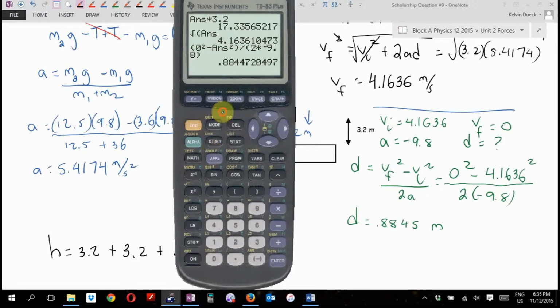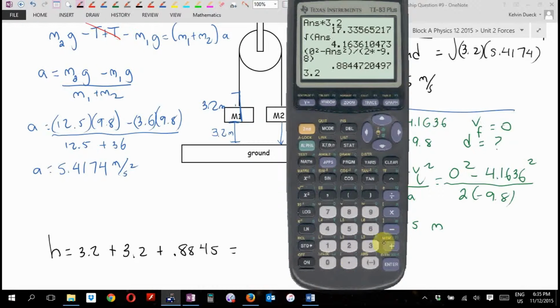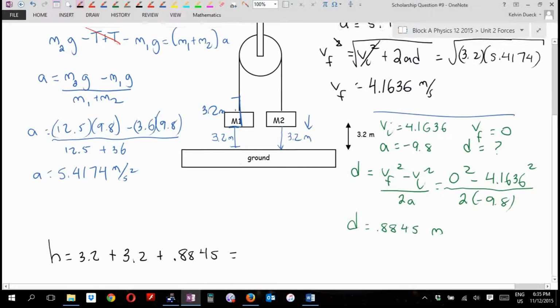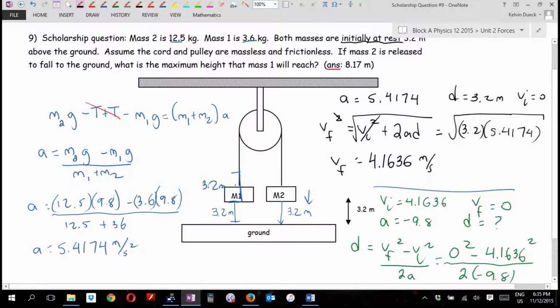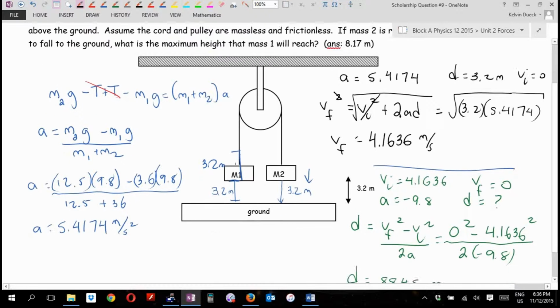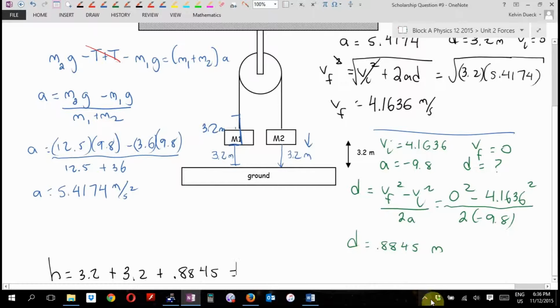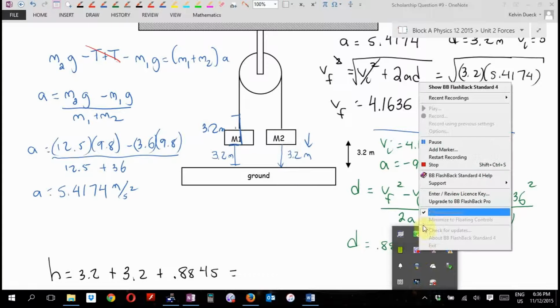So it's really going to be 3.2 plus 3.2, or you could have gone 3.2 times 2, plus that. I hope the answer is 7.28. Let me scroll up. Oh, 8.17. Why am I off here? Now I've got to do some thinking. Pause for a second.